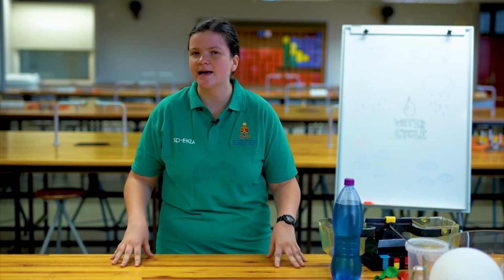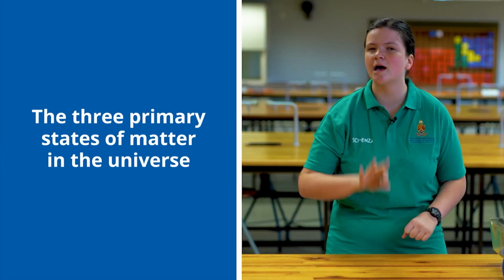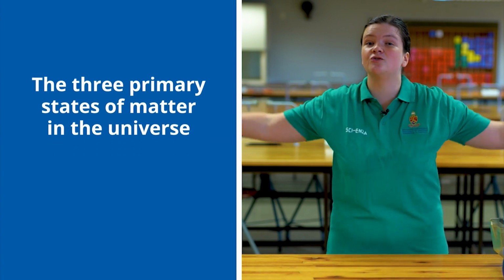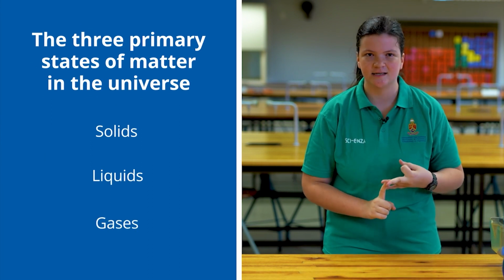But if everything's made of matter, then why is everything so different? Well, you see, there's this thing called properties, and everything has different properties. How heavy or light it is, how hard it is, even how cold it is. These are all properties of matter. And one of the important properties of matter is the state of matter. There are three primary states of matter in the universe: solids, liquids, and gases.